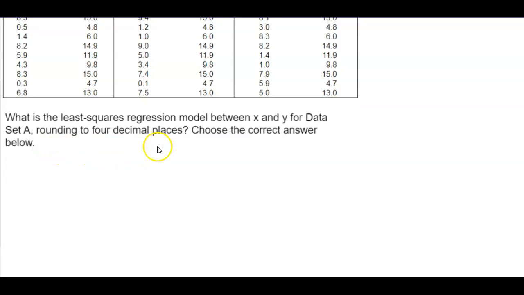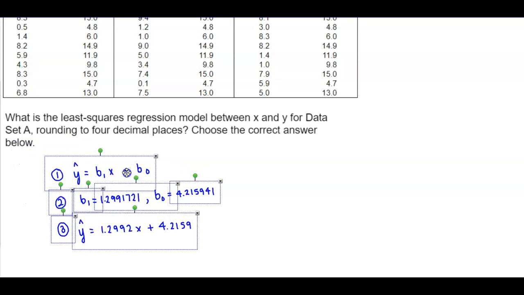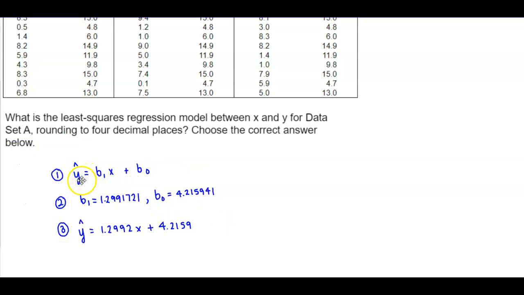So it says, what is the least squares regression line model between x and y for data set A, rounding to 4 decimal places, and choose the correct answer below. Here, recall that the form of the least squares regression line is y equals b1x plus b subscript 0, where b subscript 1 represents the slope and b subscript 0 is the y-intercept.